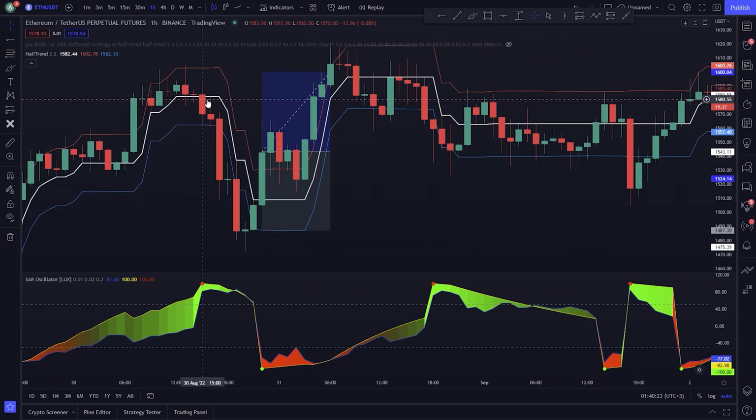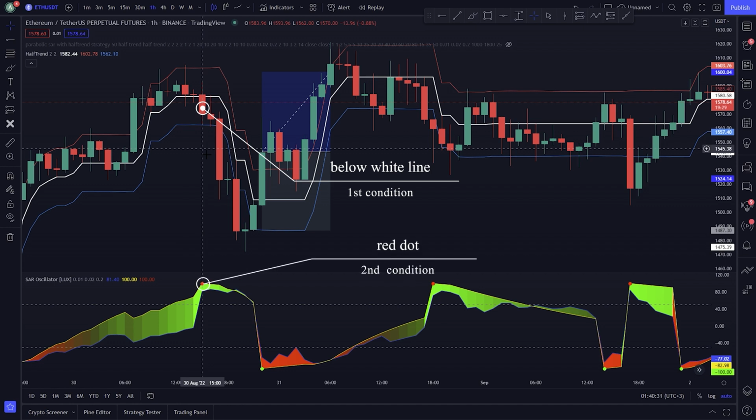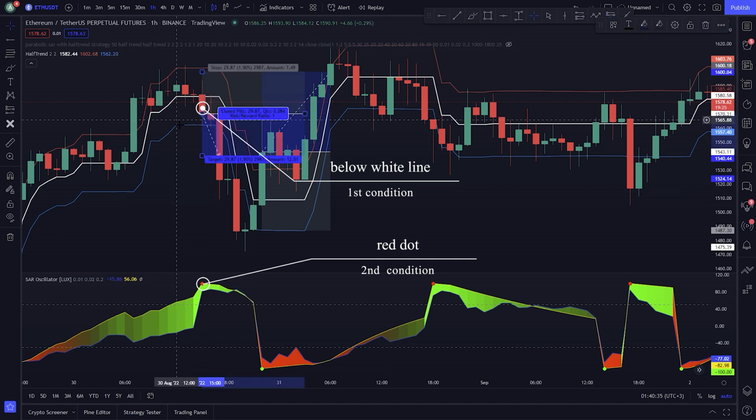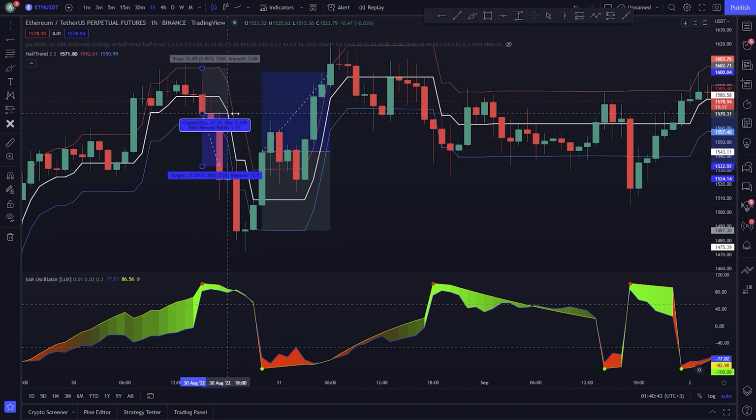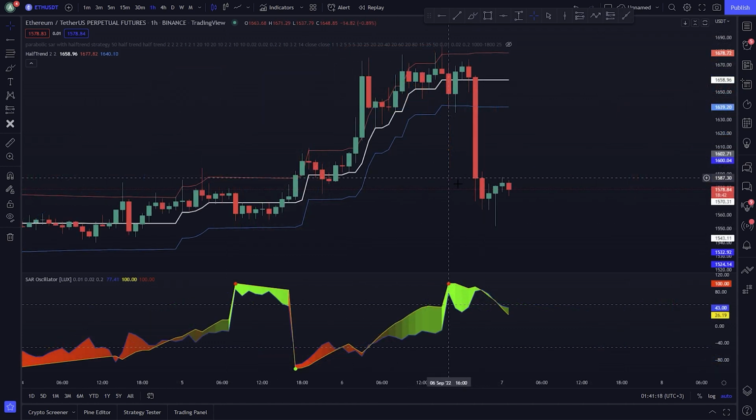And now let's move on to the short condition. For a short signal to be valid, the price must be below the white line and red dot from the Parabolic oscillator indicator. Now we can take a short position. Our stop loss must be on the red line, and the risk to reward ratio will be 1:1. Here all conditions are fulfilled.